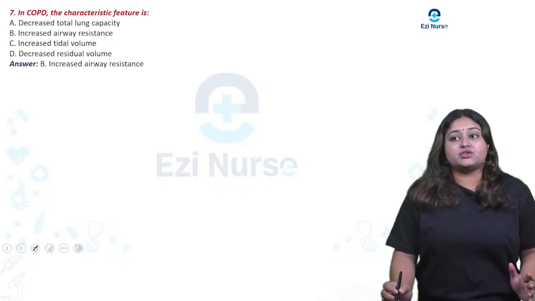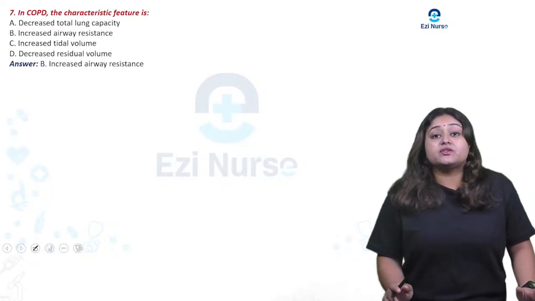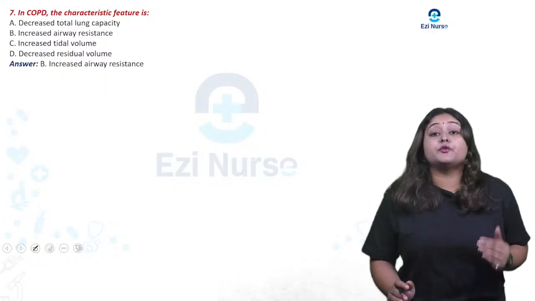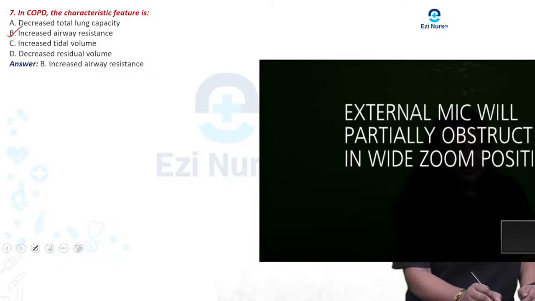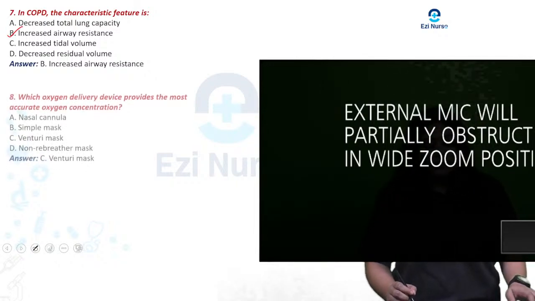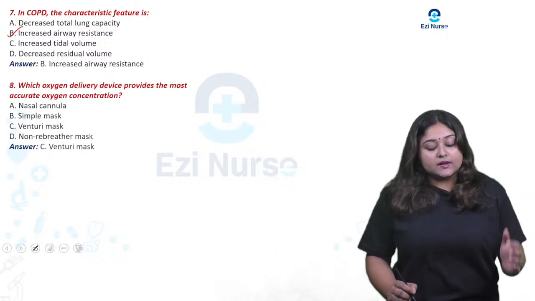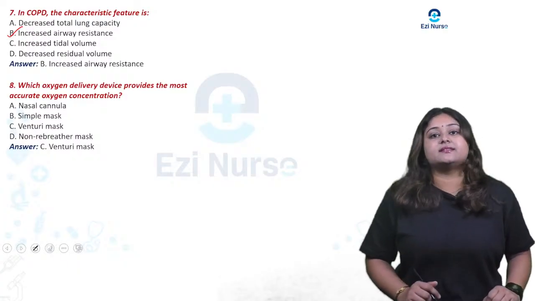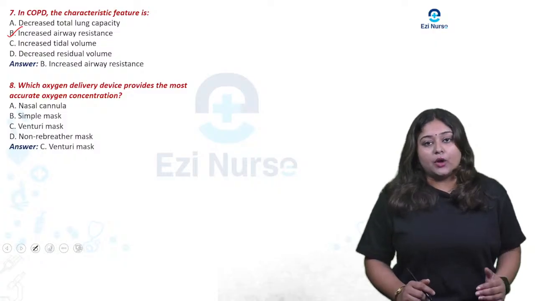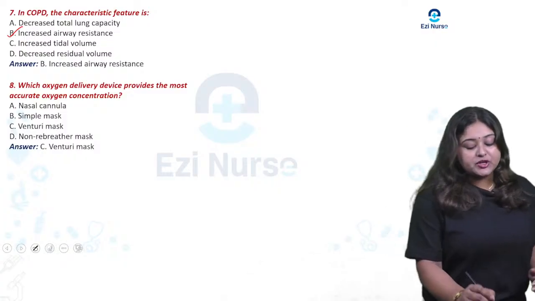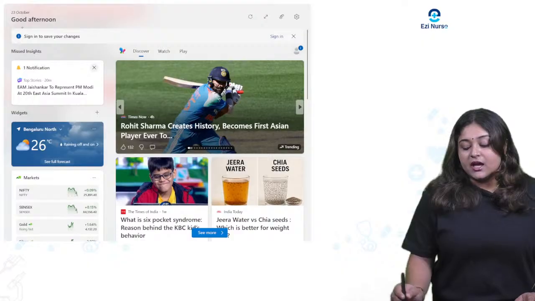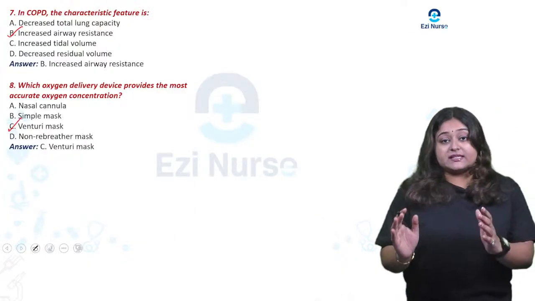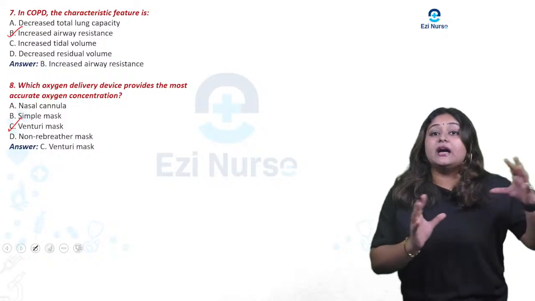Now come to the next. In COPD, the characteristic feature is, and the answer is option B, increased airway resistance. Which oxygen delivery device provides the most accurate oxygen concentration? The answer is option C, that is Venturi mask. Through the Venturi mask, we supply oxygen from the oxygen cylinder to the patient.